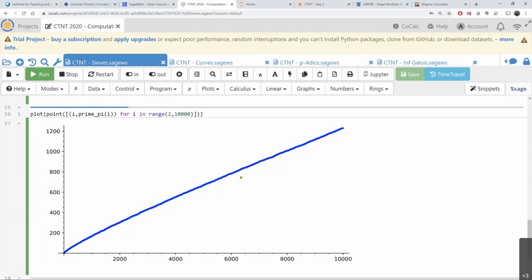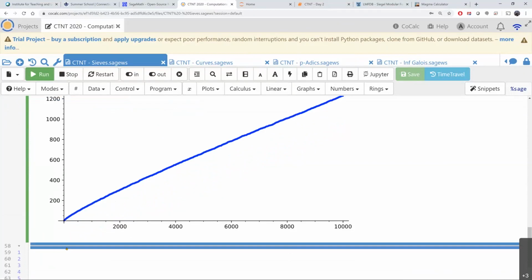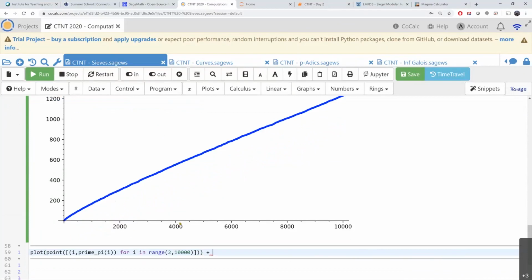let's see what the prime number theorem tells us. So the prime number theorem says that asymptotically, this function looks like x over log x. So I'm going to plot x over log x in the same range, up to 10,000 points. Let's see what happens.